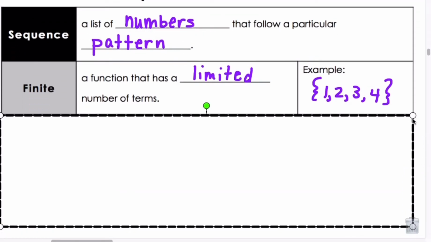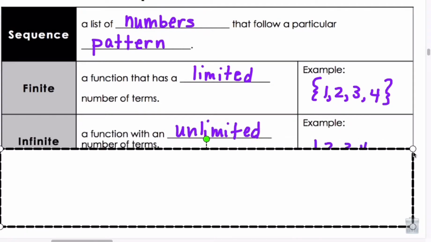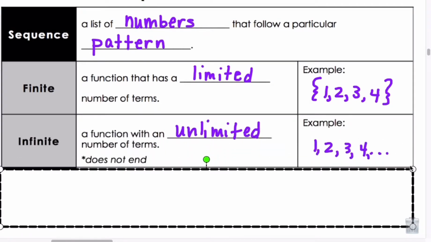And then we have infinite, and we will identify that as a function with an unlimited number of terms, so it does not end. So you could start at 1, 2, 3, 4, and then comma, dot, dot, dot, going on and on and on. So finite has a beginning and end. Infinite means it will go on, it has an unlimited number of terms.